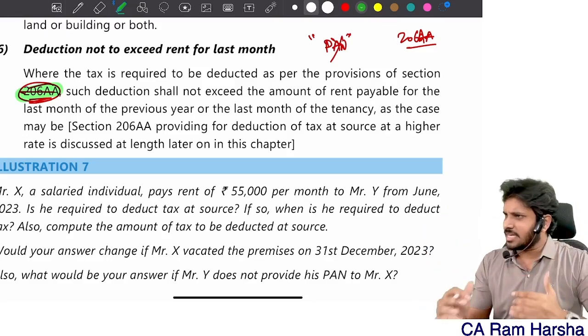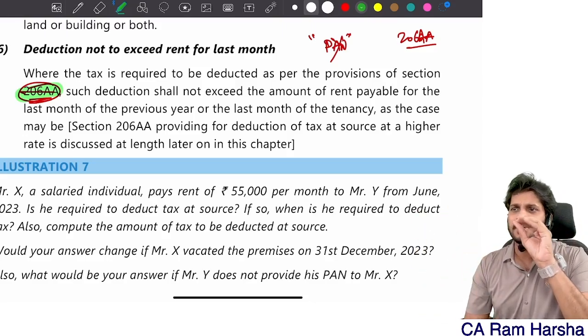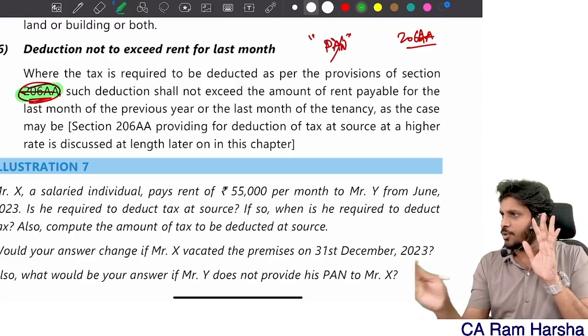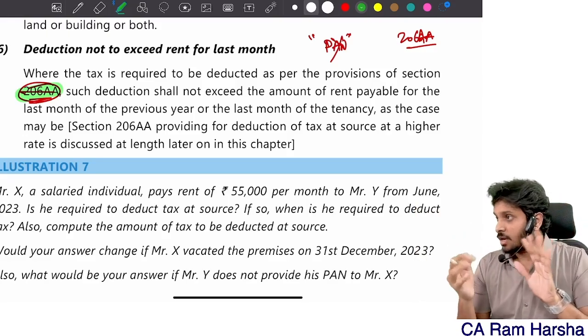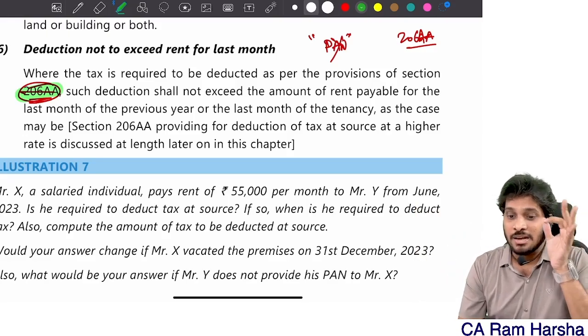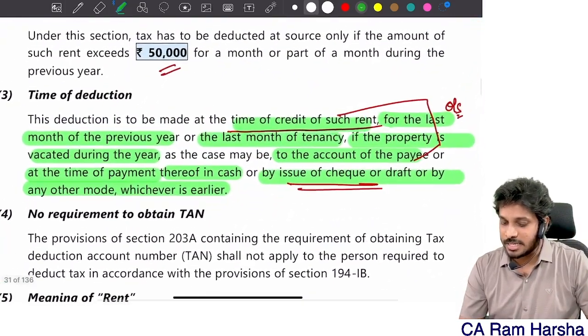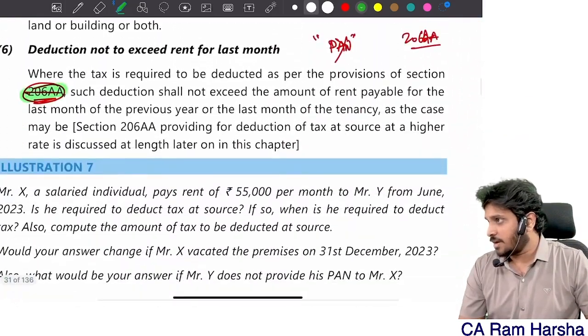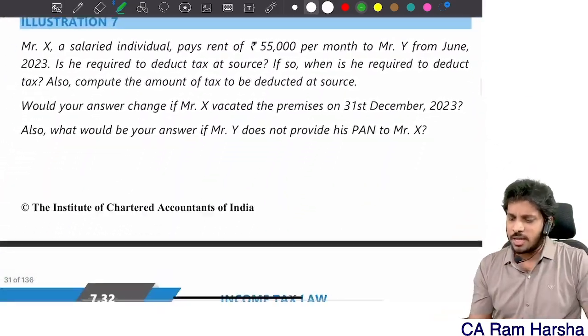Whereas in normal cases, where PAN number and everything is given, 5% TDS you will compute on all the months of rent, provided each month's rent is more than 50,000 rupees. Each month's rent is more than 50,000. Then only, yes or no? So let us say they have given an example.